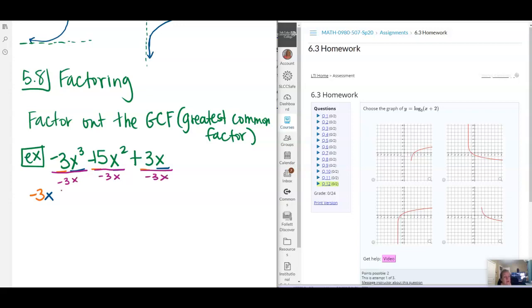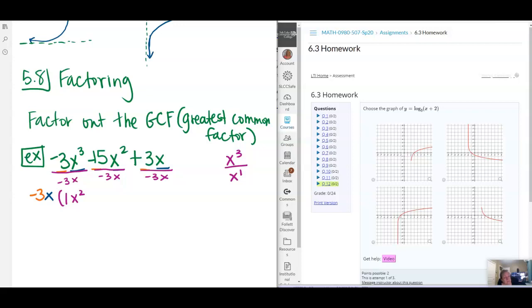And then what is in the parentheses, what's left here, is my leftovers after I divide out my GCF, right? So my GCF is on the outside. That's what I'm dividing out. Negative 3 divided by negative 3 is just 1. And then x to the third divided by x is x squared. Right? Because remember, with the properties of exponents, you subtract those exponents. So that's how we get that x squared.